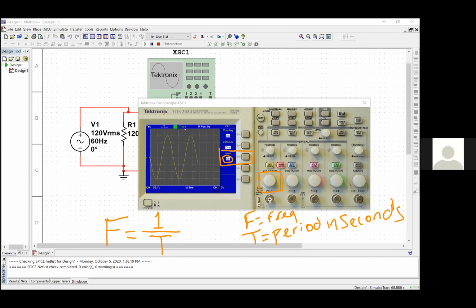Okay, so on the oscilloscope itself, I want you please to focus. I'm going to stop the simulation. I want you please to focus on the following.